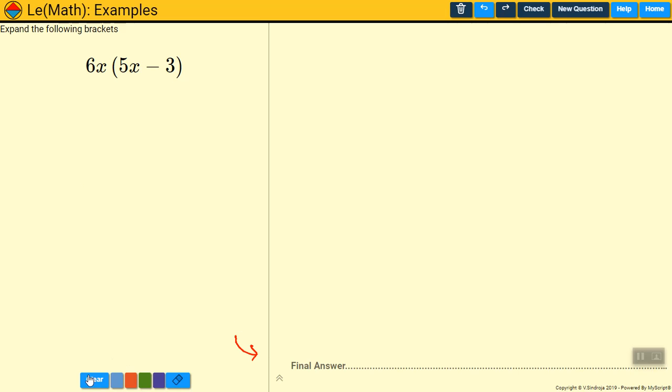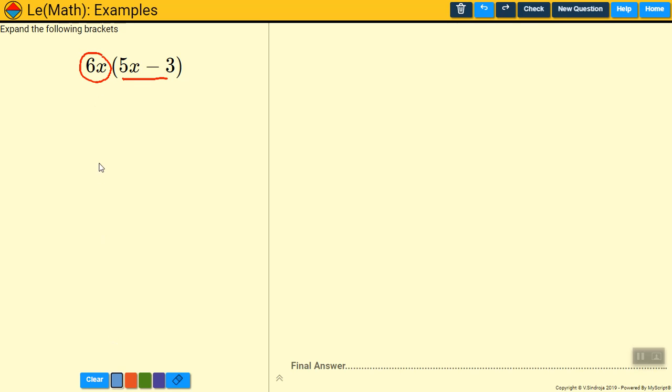Okay, so expanding brackets means removing the brackets from an expression. We're not actually changing the value of the expression, we're just changing its appearance. Okay, so this is how we do it. So this bracket is actually being multiplied by this expression here.